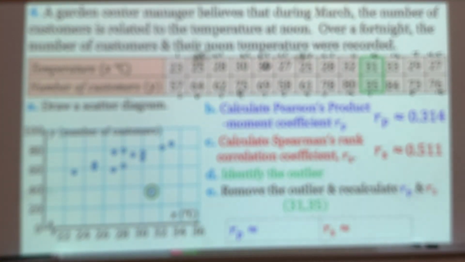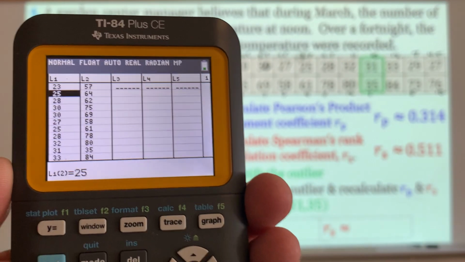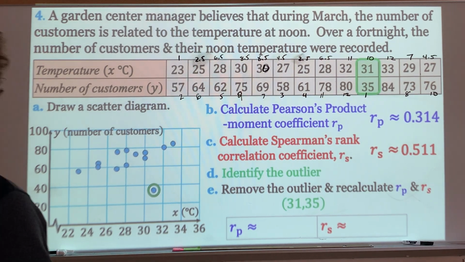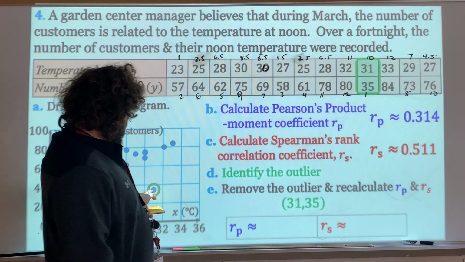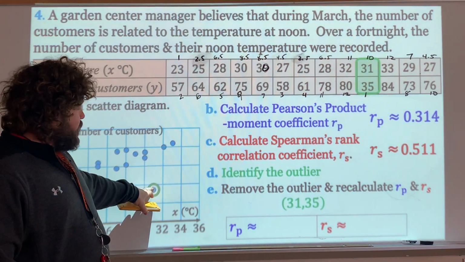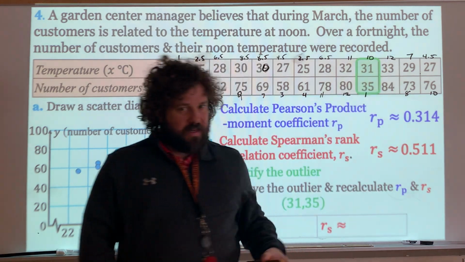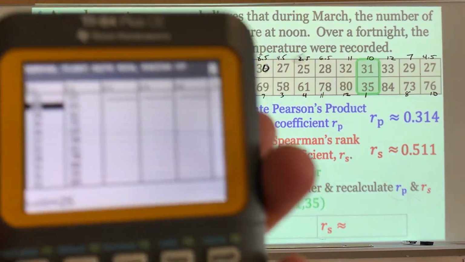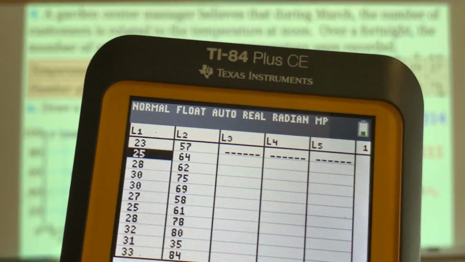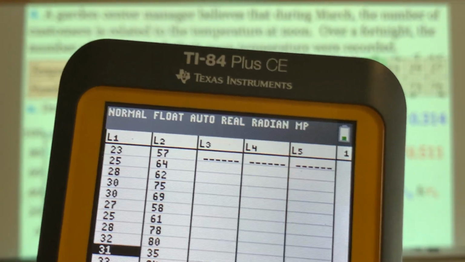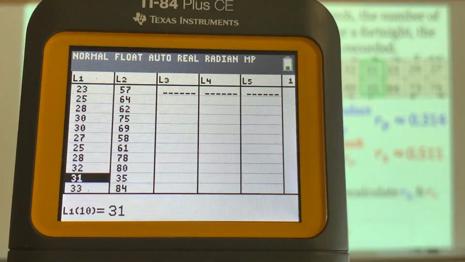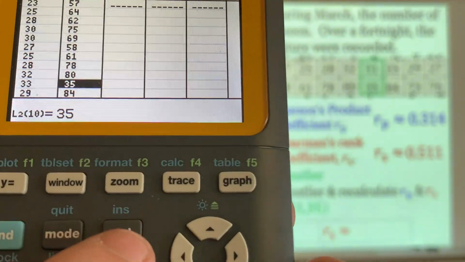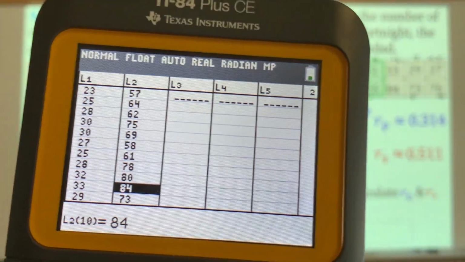Now the way this works is, we'll get back to this in a second. I found my outlier here, 31 over, 35 up, and I'm going to erase this from my list. This is just to do the Pearson first. Just because I don't feel like typing everything in, go to 31, hit delete, not clear. Go to 35, hit the delete button, and then I recalculate.